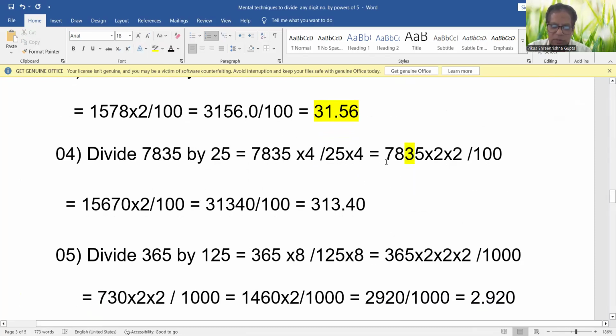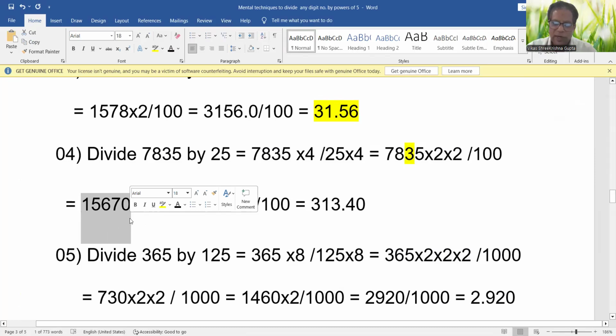So you see 2 into 7 is 14. The next number 8 is group B, so I add 1 to 14, it becomes 15. 2 into 8 is 16. Before adding a carry, I see the next number belongs to group A, so no need of adding any carry. I simply write 6. Now 2 into 3 is 6. Before adding 6, I see the next number carries, so I add 1 to 6, it becomes 7. And 2 into 5 is 10. There is no number after that, so I simply put 0. So the full answer is 15670 after multiplying 7835 by 2 one time.